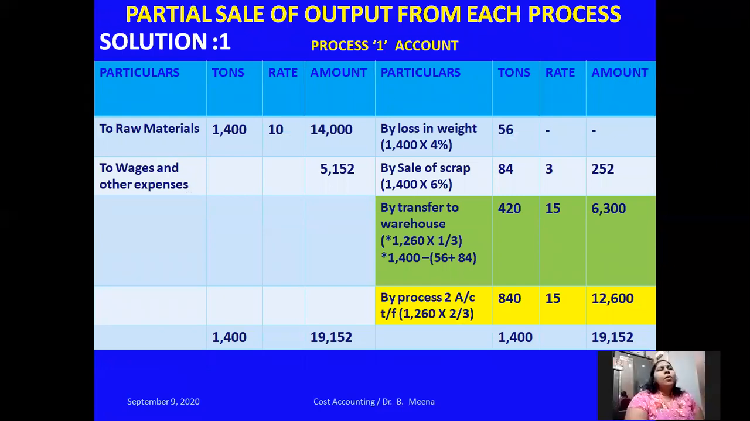I prepared the process one account, and I have columns like this: particulars, tons, rate, amount. Same columns for the credit side. So I have the debit side and the credit side, and you know very well only the expenses will be debited in the respective process account. So the very first expense is raw materials.